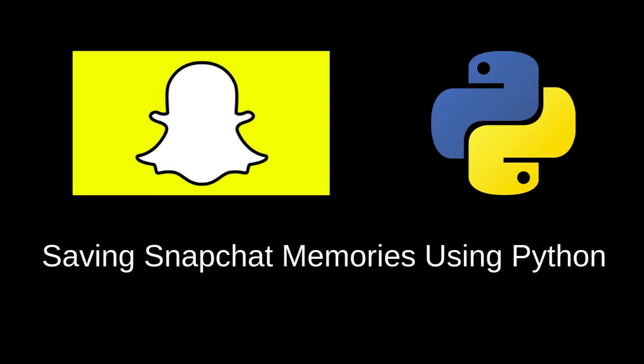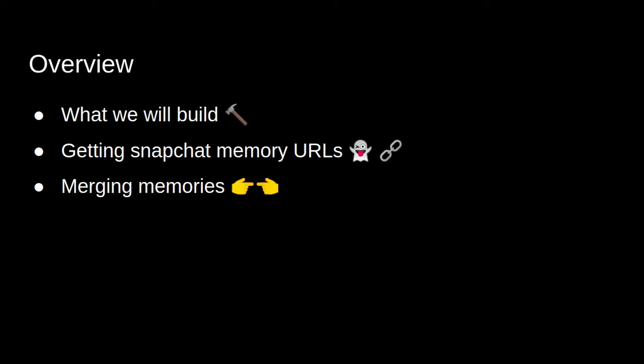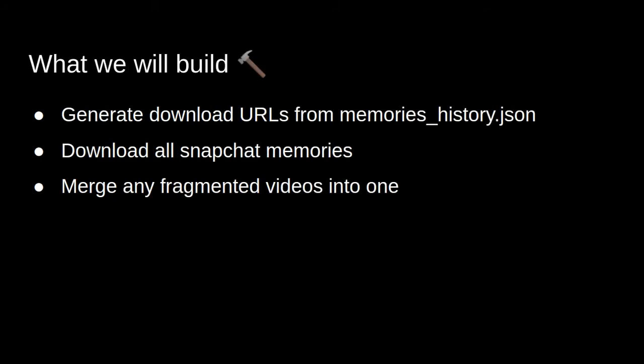All right, y'all, let's get right into it. This is saving Snapchat memories using Python. So quick overview before we start. Quickly cover what we're going to build. We'll take a look at how we can get the Snapchat memory download URLs. And then we'll circle back to merging memories when we get to that point in writing our code.